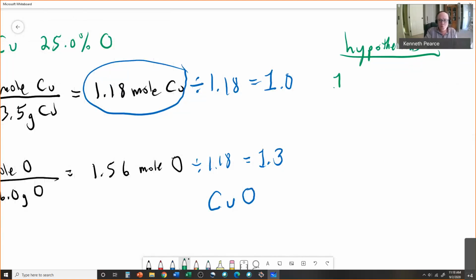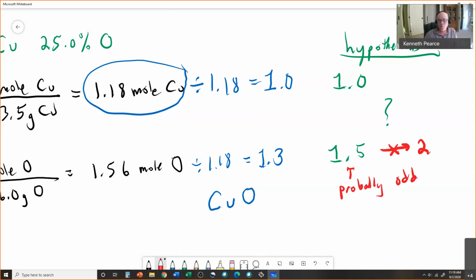But let's say after we were done, we had 1.0 and let's say 1.5. Now what? Well, usually you would not want to round that to 2. The reason is because you can have an odd number. In this case, this tells us that it's probably odd. And so what we'll do is multiply everything through by 2 to get rid of that 1.5 and turn it into a whole number that's pretty close. And then we'll round from there.